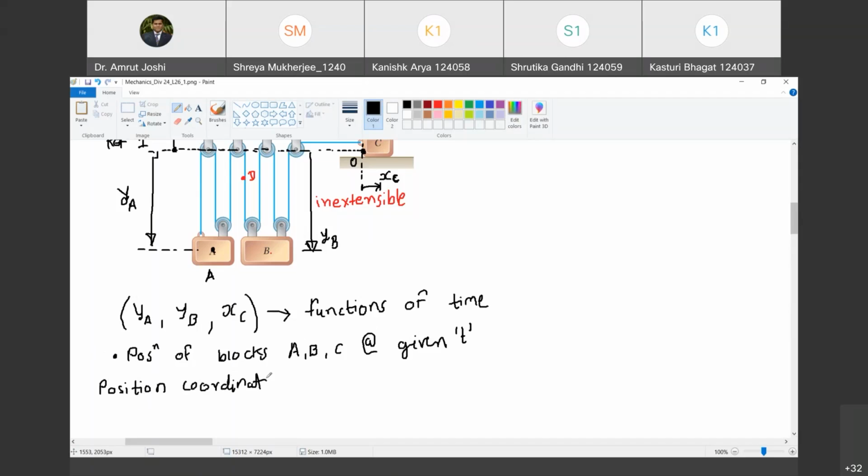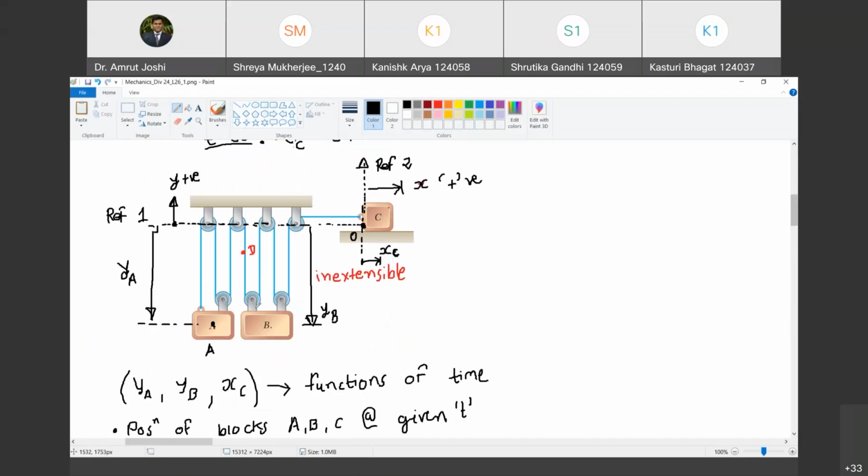Coordinates. Fine. Now, look at this problem and tell me which is one thing related to YA, YB, and XC which is independent of time. YA, YB and XC are dependent on time. But what is one thing that you can look into the physics of the problem and tell me which is related to YA, YB, and XC which is independent of time? Can you tell me that?